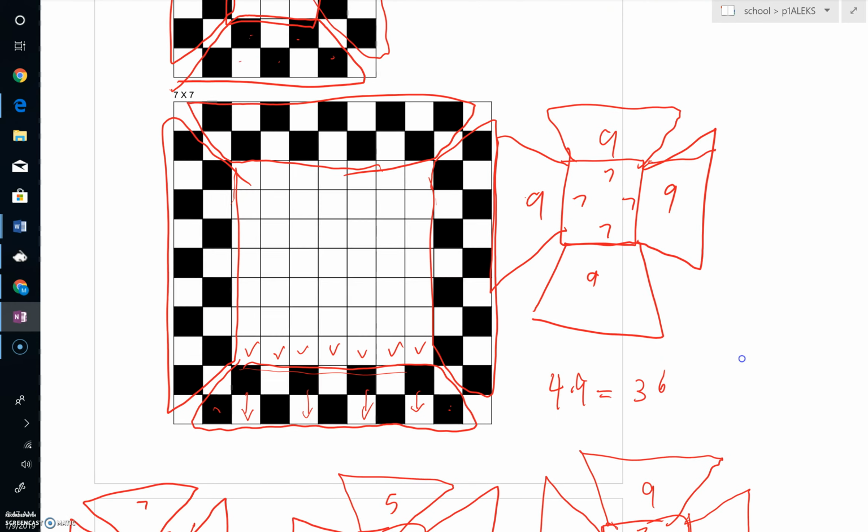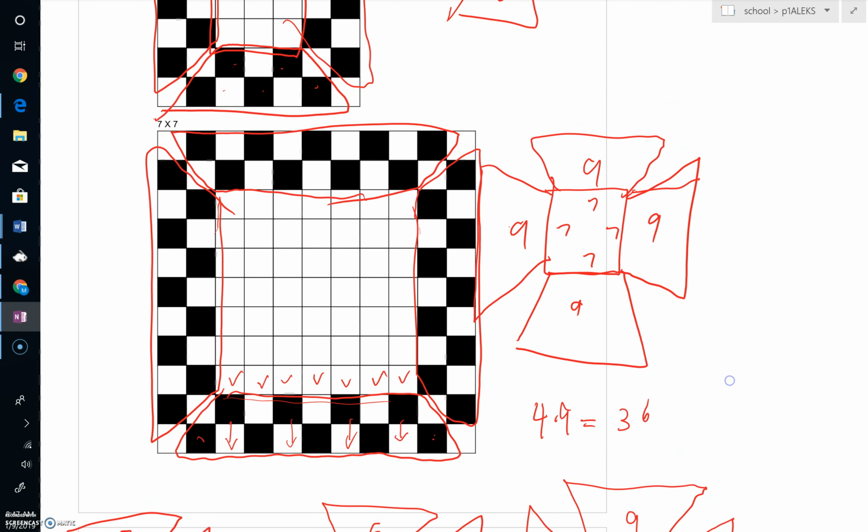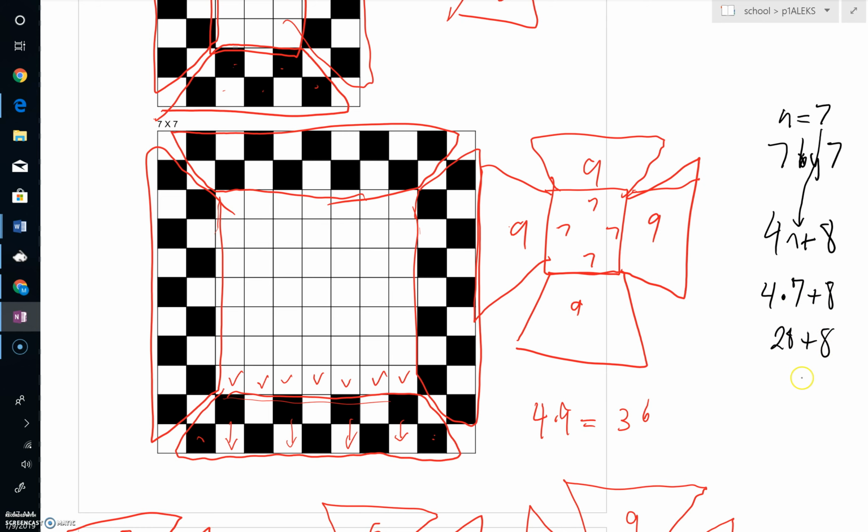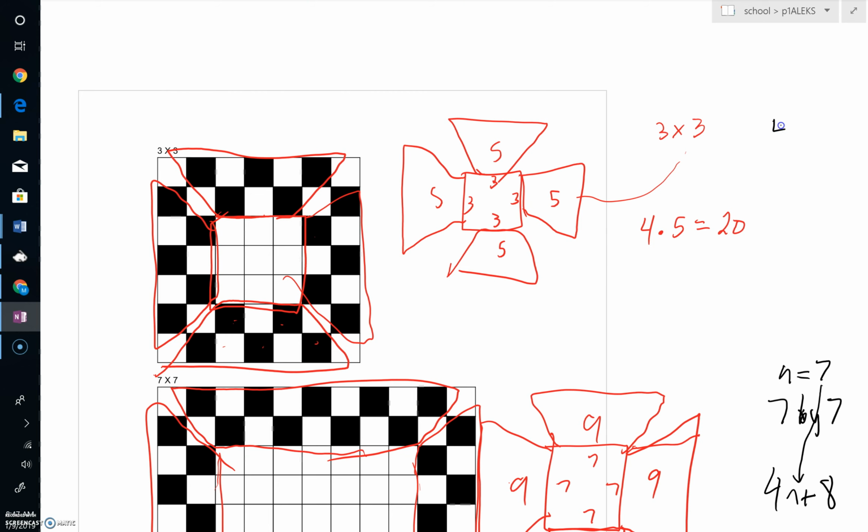Here's what I'm getting at. When it was 7 by 7, that would mean n would equal 7. I would plug that in. 4 times 7 plus 8. 4 times 7 is 28. 28 plus 8, I am so sorry, is 36. Look, it checks. Wow. 4n plus 8.